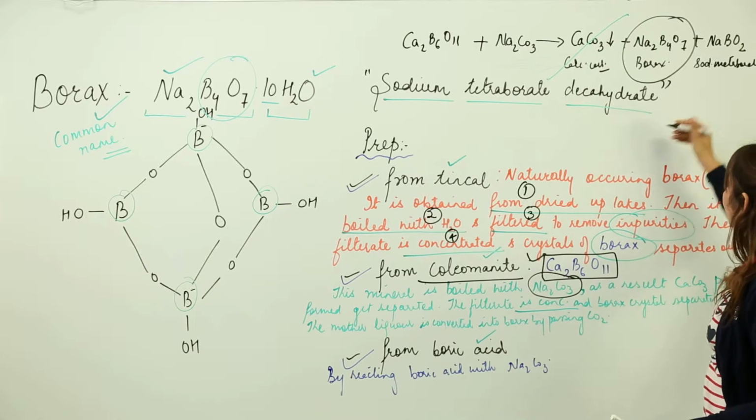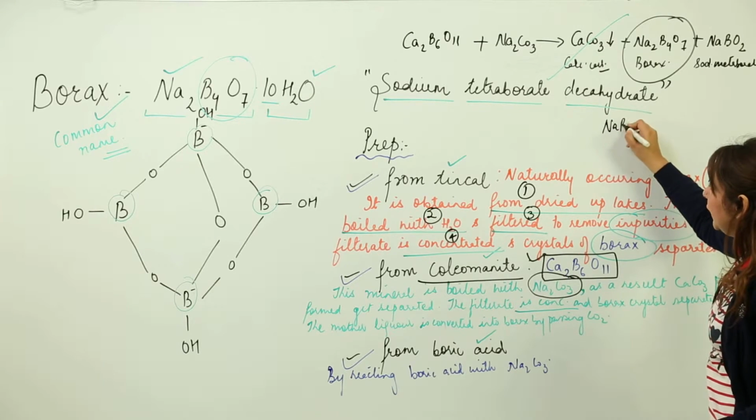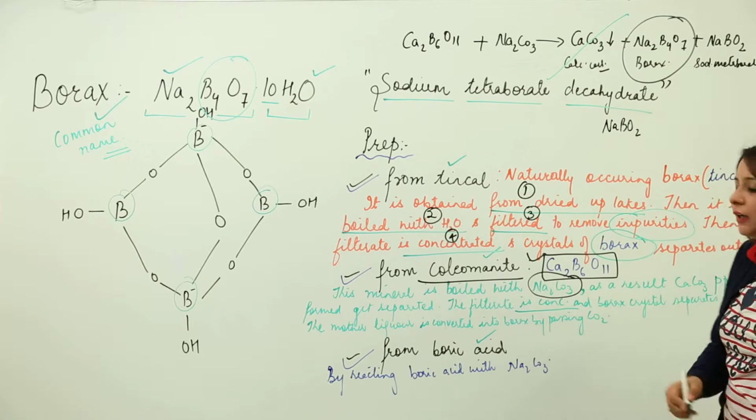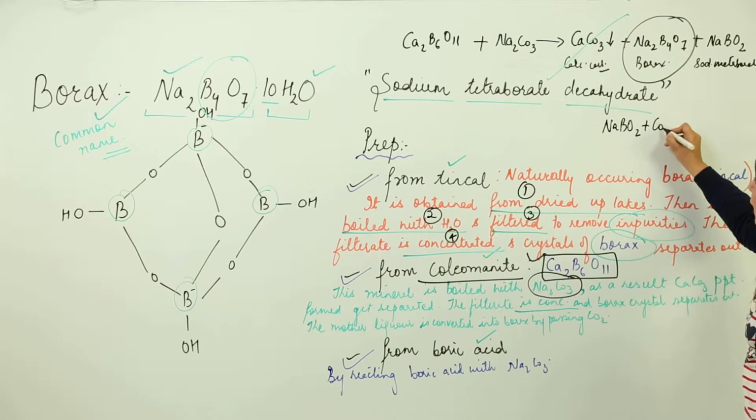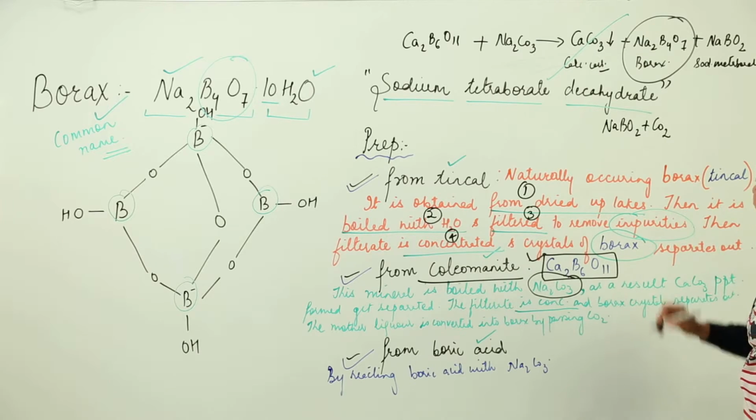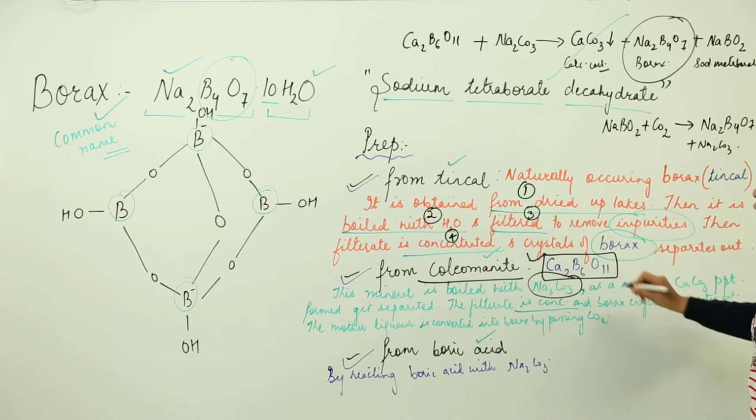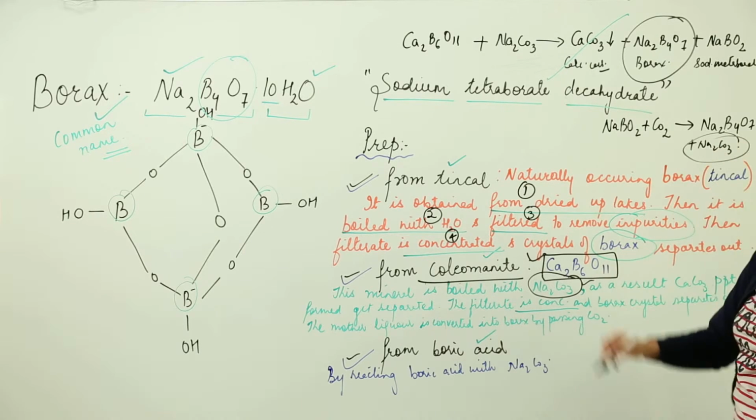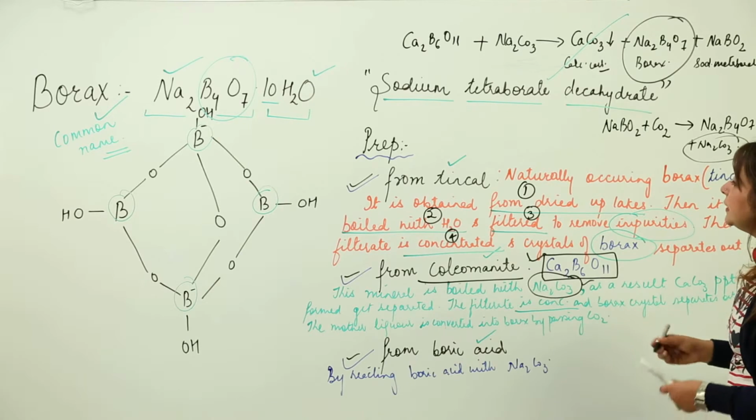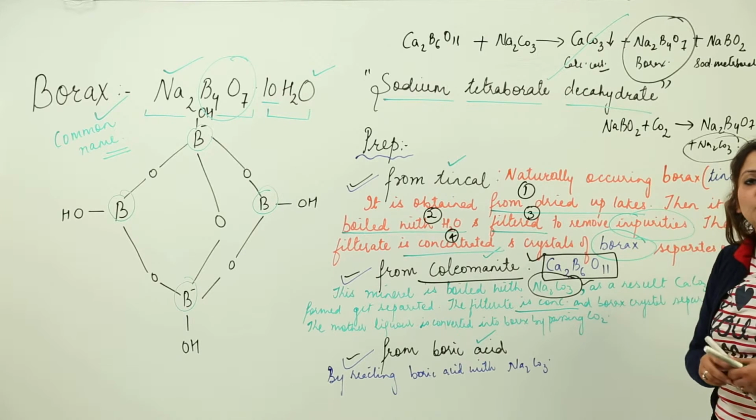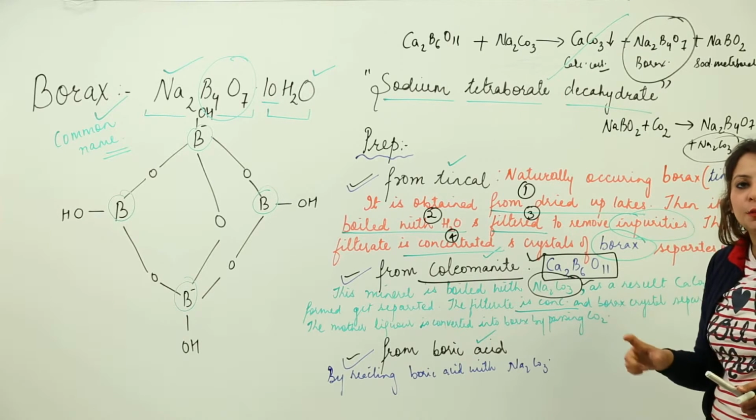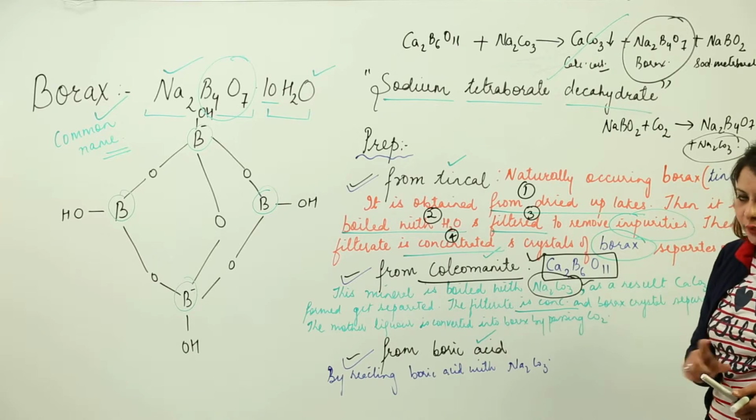We can also convert this mother liquor containing sodium metaborate into borax. How? We pass carbon dioxide gas through it, and it gets converted into borax. Along with that you get Na2CO3, which is regenerated again. So this is how you can obtain borax from the mineral colemanite, Ca2B6O11.